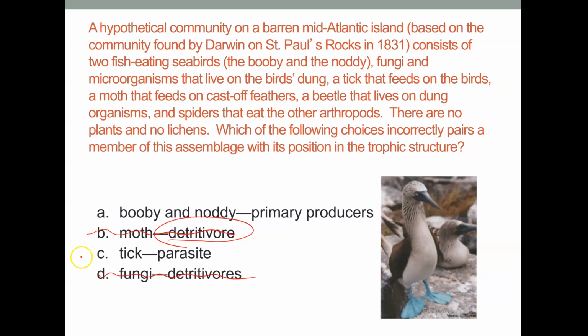The tick, of course, is a parasite, because it is getting a benefit from the birds, but it's not helping the birds in any way. It could even be making the bird slightly anemic or somehow using energy from the bird. So it's a bad thing for the bird, but a good thing for the tick. That's a parasitic relationship. So the only one left, just by process of elimination, we know is A. And the booby and the noddy, yes, those are actual names for birds. These birds are not primary producers. Remember, primary producers are photosynthetic plants on land anyway.